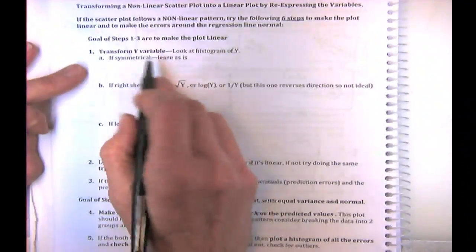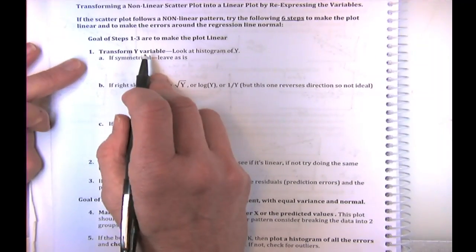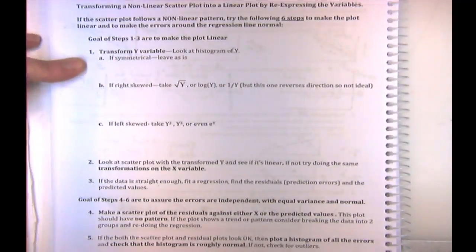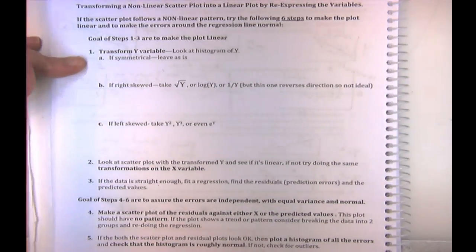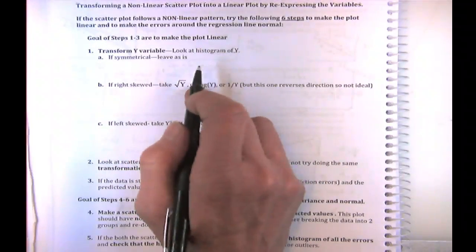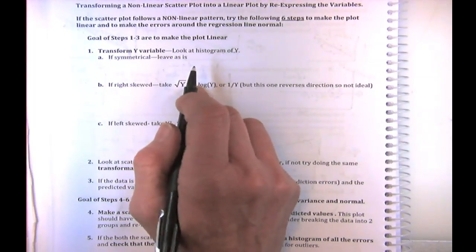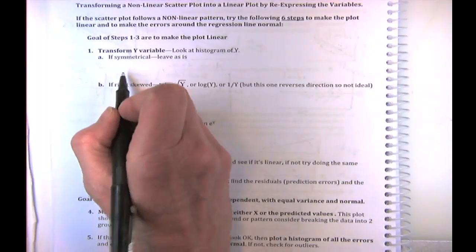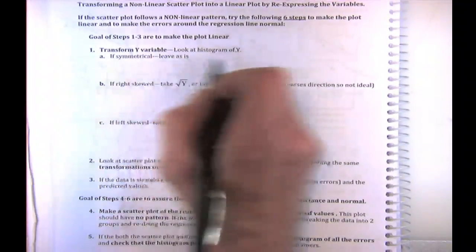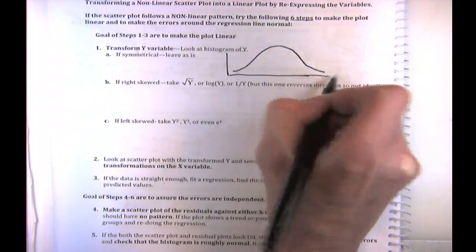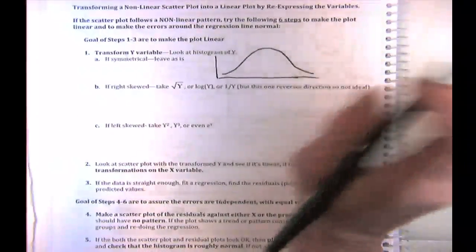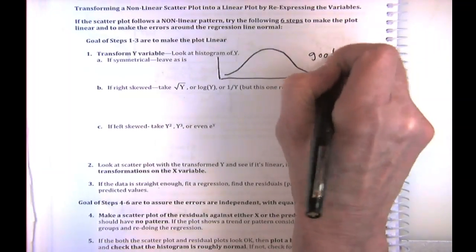So first, look at your y variable. Might as well start with the y variable, because usually there's just a single y variable, one response variable, and maybe lots of x variables, lots of predictor variables. So start with that single y variable and see if it's symmetrical. Let's say it's symmetrical. Just draw it here, nice and symmetrical, like that. Then that's good. Just leave it. That's great if it looks like that.